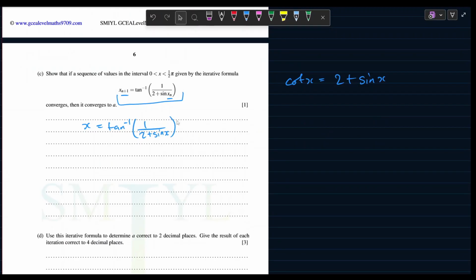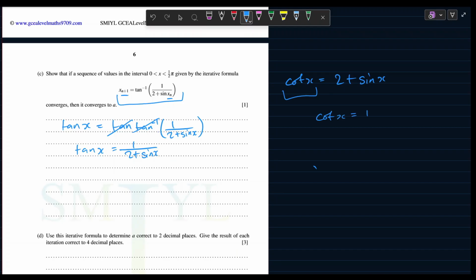So for starters, what we could do is we want to apply tan on both sides, right? So we want to say tan x, tan of arctan. And so here the tan and arctan would cancel out so that you've got tan x is equal to 1 over 2 plus sine x. All right, and we need to get cot. Remember, cot is just 1 over tan x. So it means we can just swap these two, right?